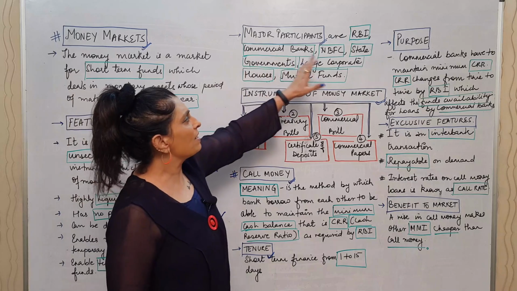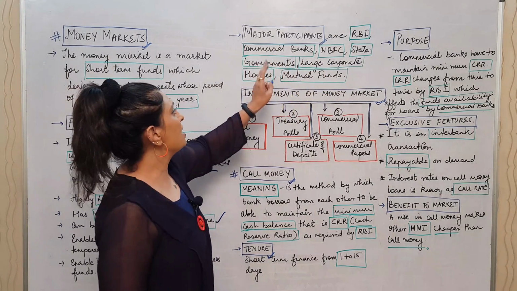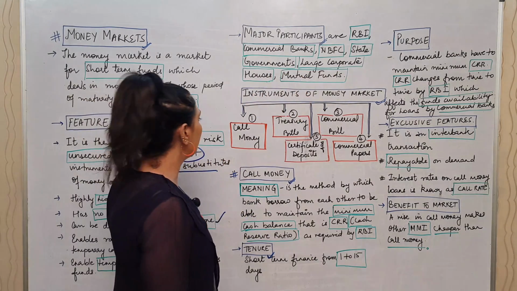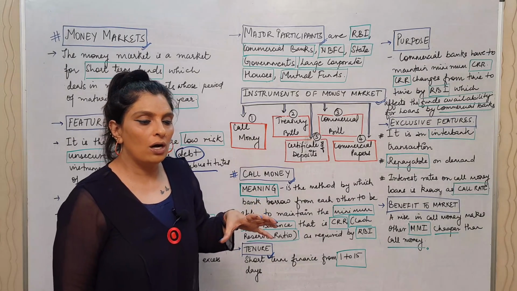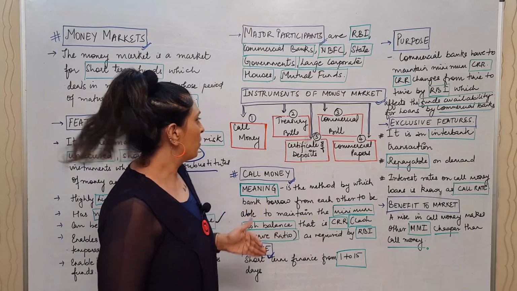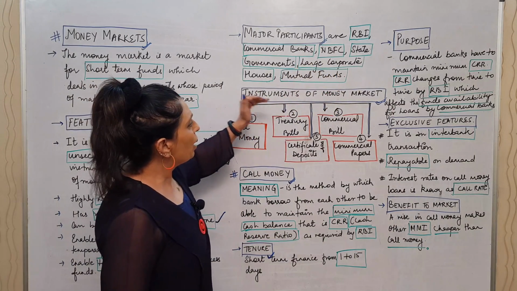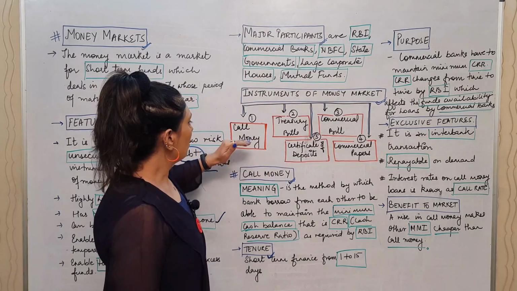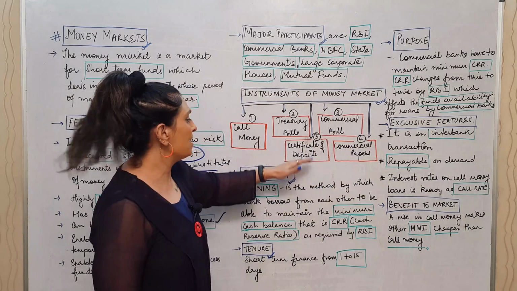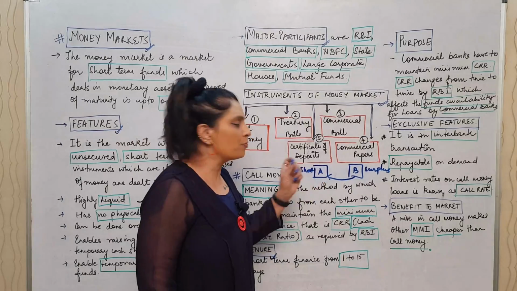Okay. Major participants are RBI, Reserve Bank of India, commercial banks, NBFCs, state governments, large corporate houses and mutual funds. Those are the organizations which participate in money market. NBFCs are non-banking financial corporations. Instruments of money market are call money, treasury bills, commercial bills, commercial papers and certificates of deposit. We are starting with the first instrument of money market.